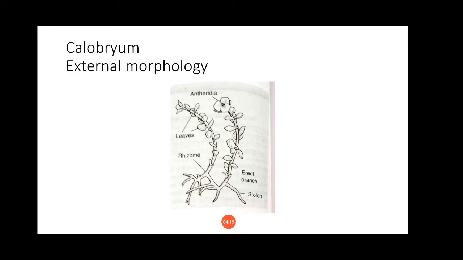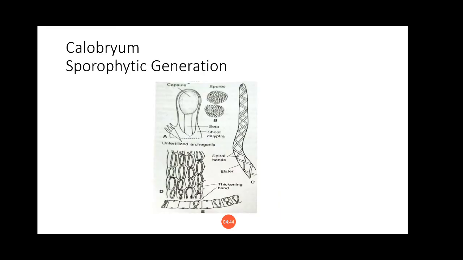This is the external morphology which I have described. You can see the rhizome which is underground, and from the rhizome arise the erect branches. Leaves are isophyllous and anisophyllous, and they are without a midrib. Now, let us begin with the sporophytic generation of Calobryum.